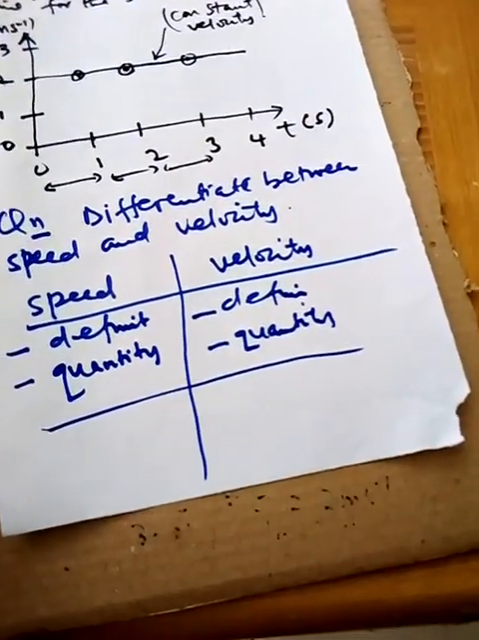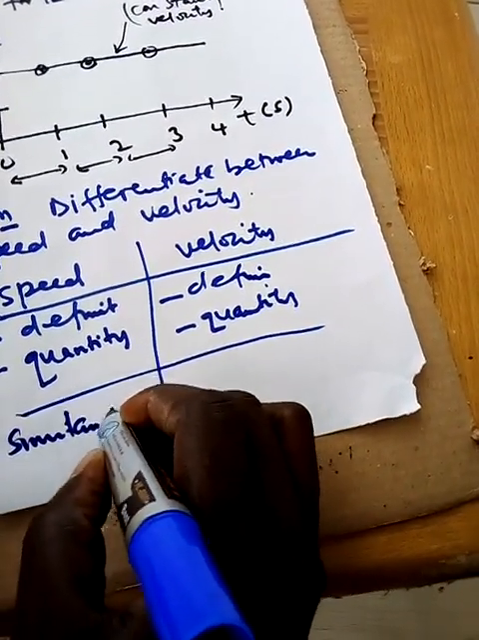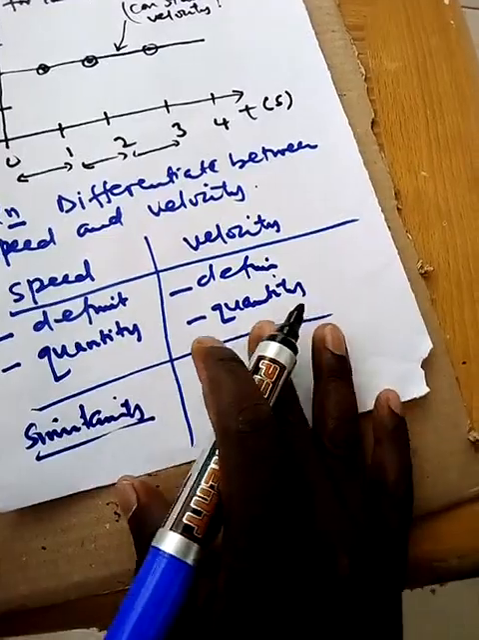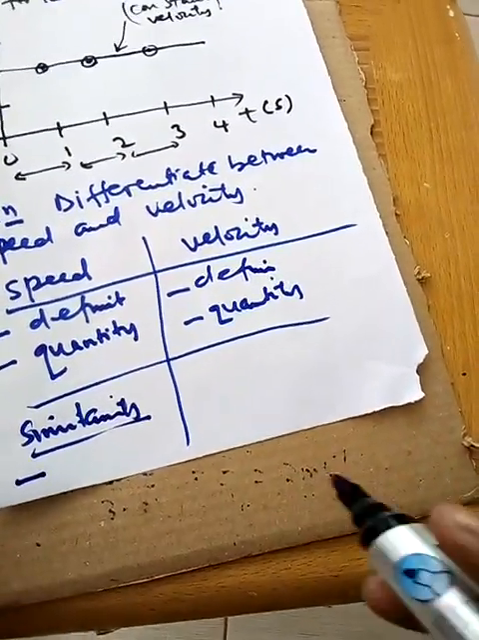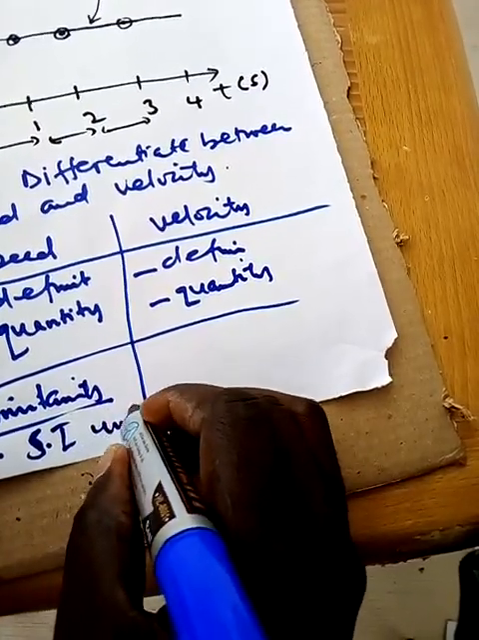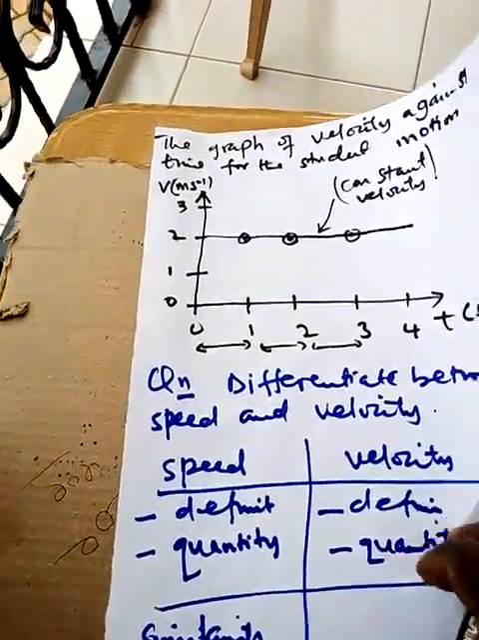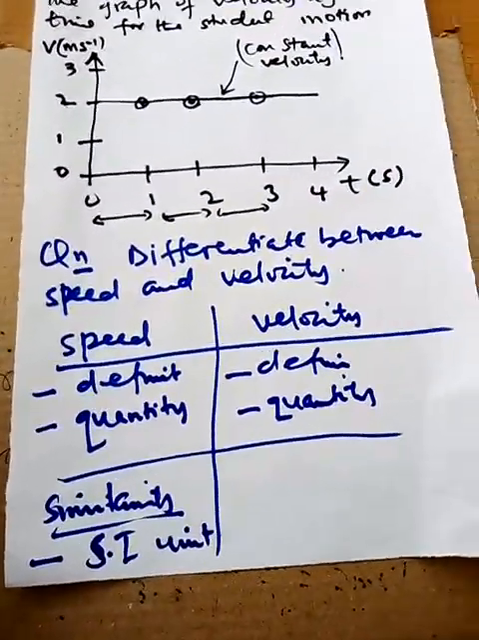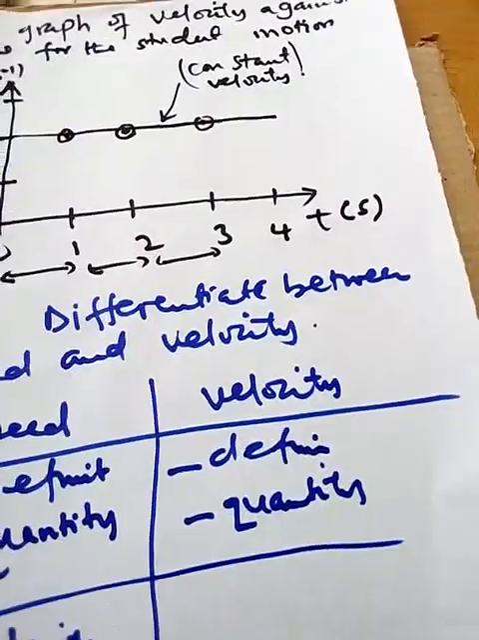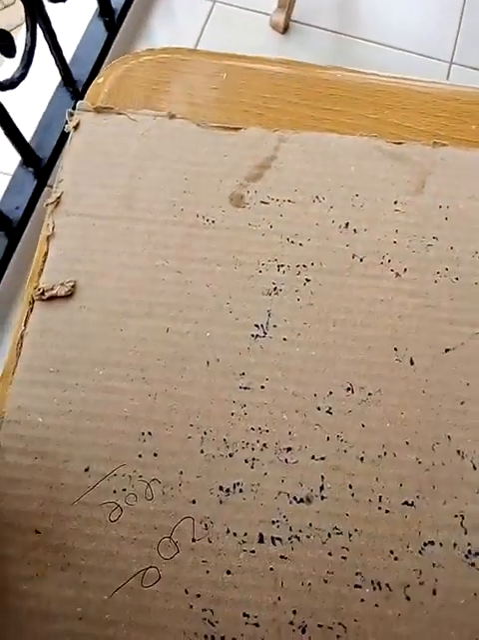You can add more differences. I'm very sure you can come across them. What are the similarities? Similarity seems to be one only that I have in my head at the moment. The similarity is in accordance to the SI unit. They are both measured in meters per second. I think I'm right to say that speed and velocity are both measured in meters per second.